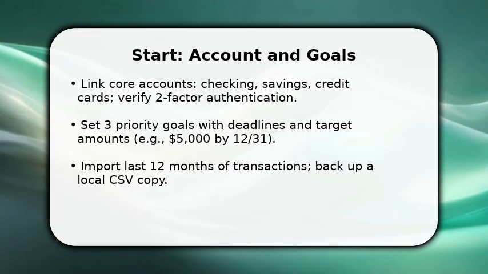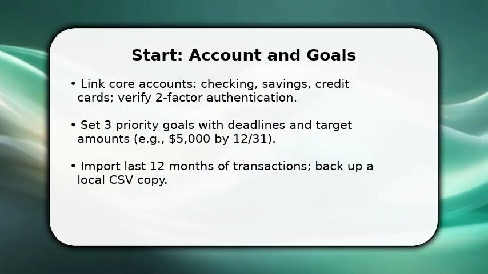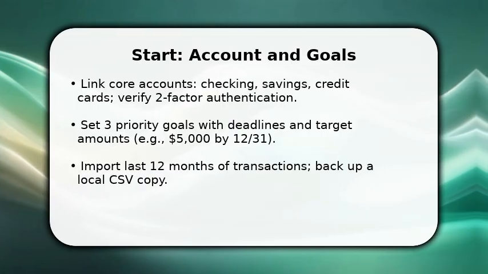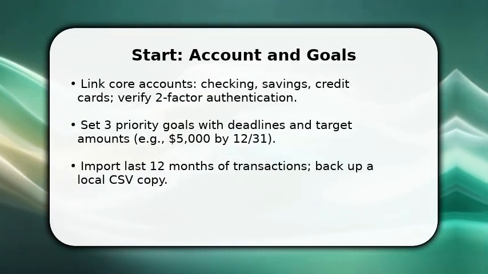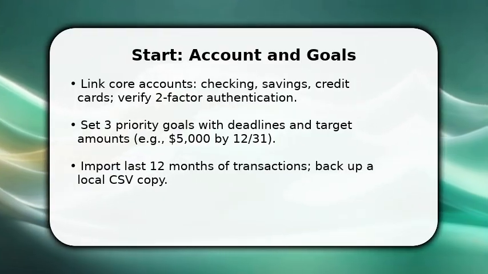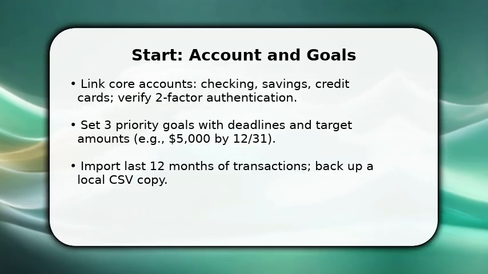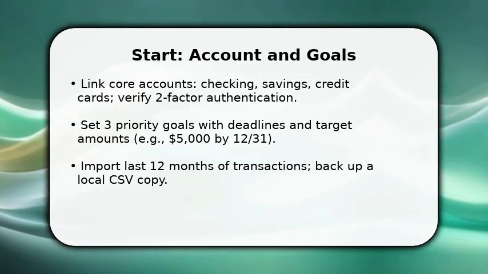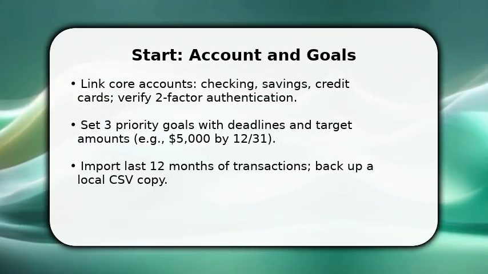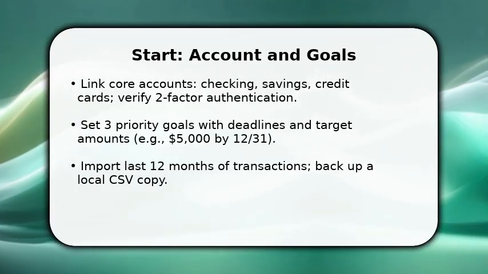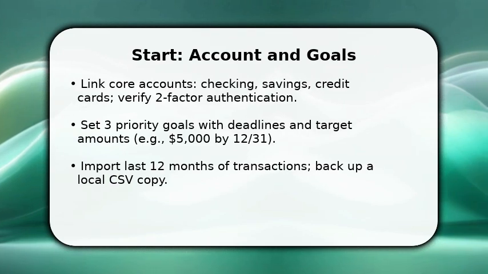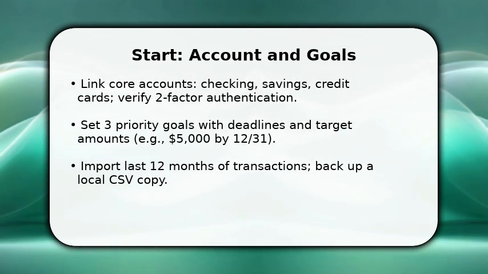You begin by connecting your main accounts and confirming secure access so the app has reliable data. Once connected, create 3 clear financial goals with target amounts and deadlines. This steers automated suggestions. Now import or sync the last 12 months of transactions so historical patterns appear. Make sure to save a local CSV backup in case you need point-in-time records. By doing these steps first, you enable smarter categorization and accurate budget recommendations immediately.